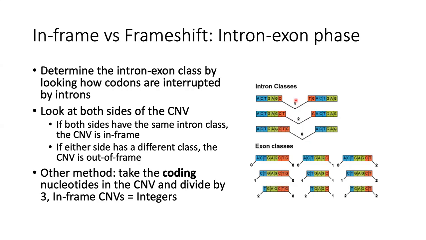So if there's a deletion or a duplication, let's say of this exon, and I will have examples later, and the phase is the same, that deletion or duplication will be in frame. But if the phase is different, that will lead to a frameshift. Another way to do it is to go into your genome browser, download the coding sequence of the gene, take the coding nucleotides that have been deleted or duplicated, and divide by three. If that fraction is an integer, that's an in-frame deletion or duplication. If it's a decimal, it implies that it's out of frame and may lead to nonsense-mediated decay.